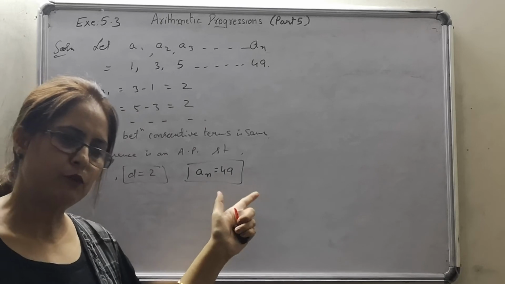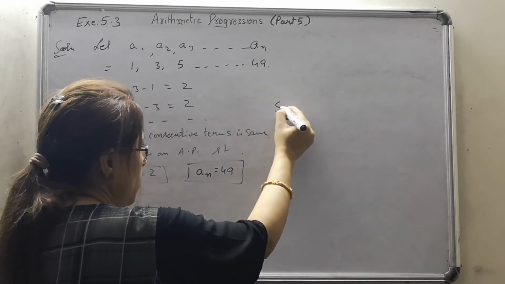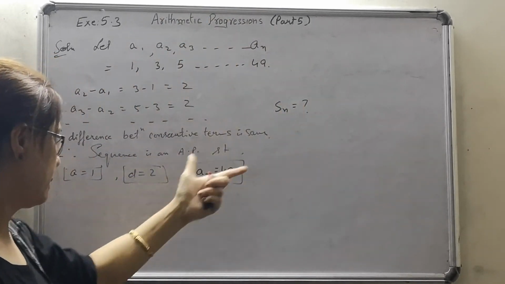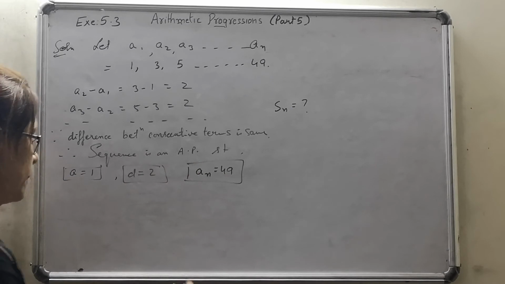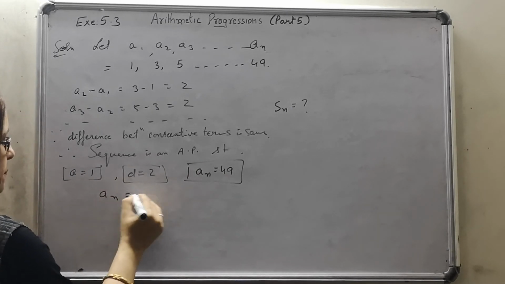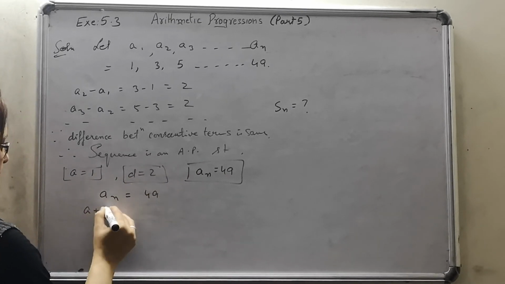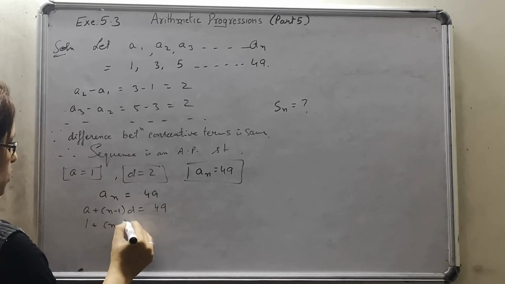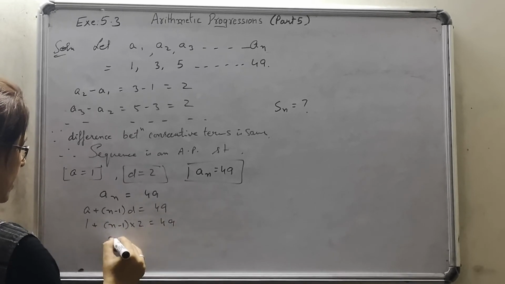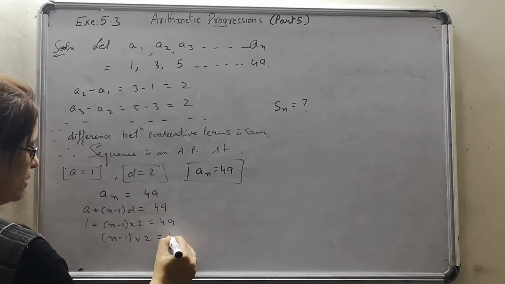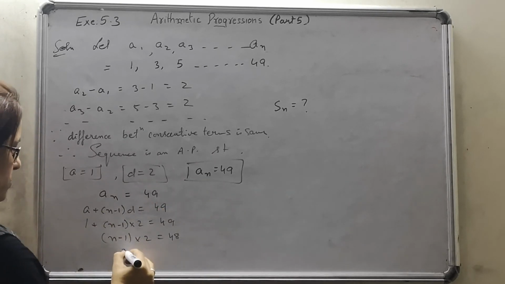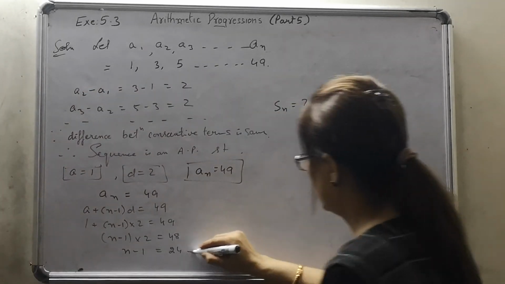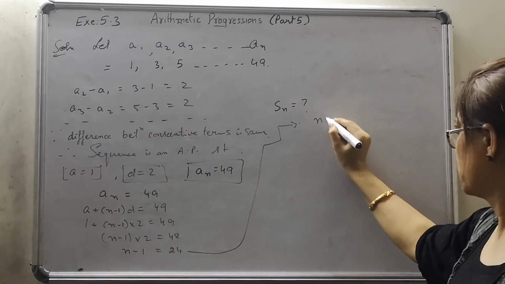ढूंढना क्या है? We have to find the sum of all the odd numbers between 0 and 50. It means हमें n की वैल्यू चाहिए थी. So An का फॉर्मूला लगाइए. This is A plus n minus 1 into D. A is 1, n minus 1 into 2 is 49. n minus 1 into 2 is 48. 1 इधर चला जाएगा. So n minus 1 is 24. 48 को हमने 2 से डिवाइड किया. What next? We have n is equal to 25.